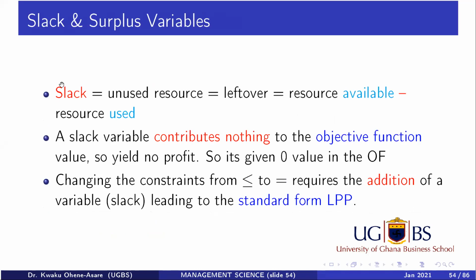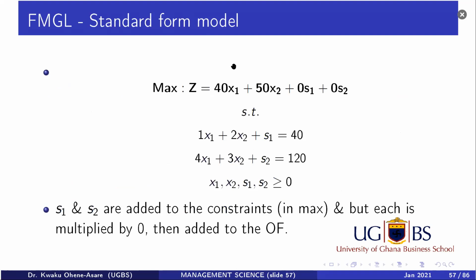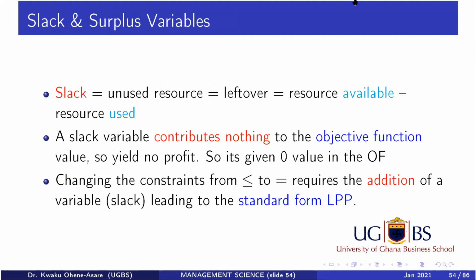When we say slacks, we are referring to unused resources. So if you look at point B, you realize that there was no resource that was left over. All the resources were fully utilized. A slack contributes nothing to the objective function, so it will yield no profit, and it's given a value of 0 in the objective function. We'll come and learn something we call the standard form. I think we have to even learn the standard form now. So let me quickly show you something about the standard form now.